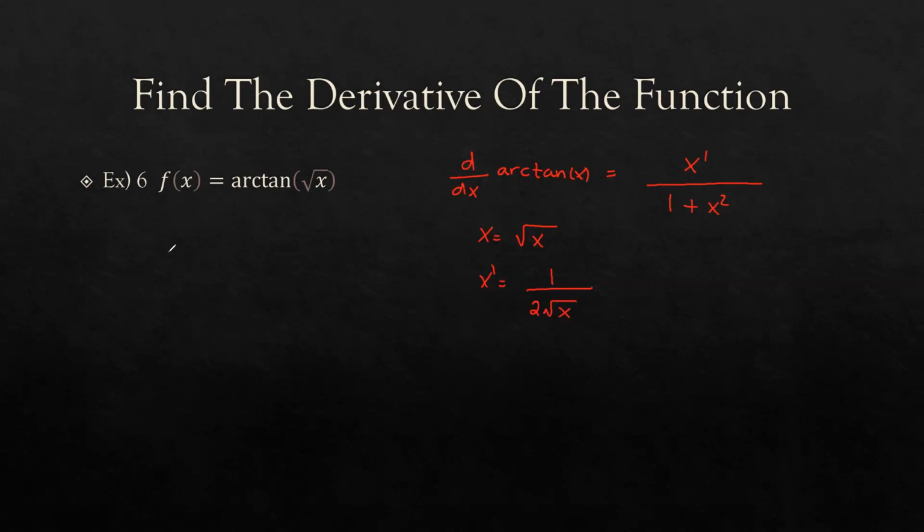Okay, so f prime of x equals u prime, which is 1 over 2 square root of x, over 1 plus u squared. So u squared is radical x squared, so that is x.